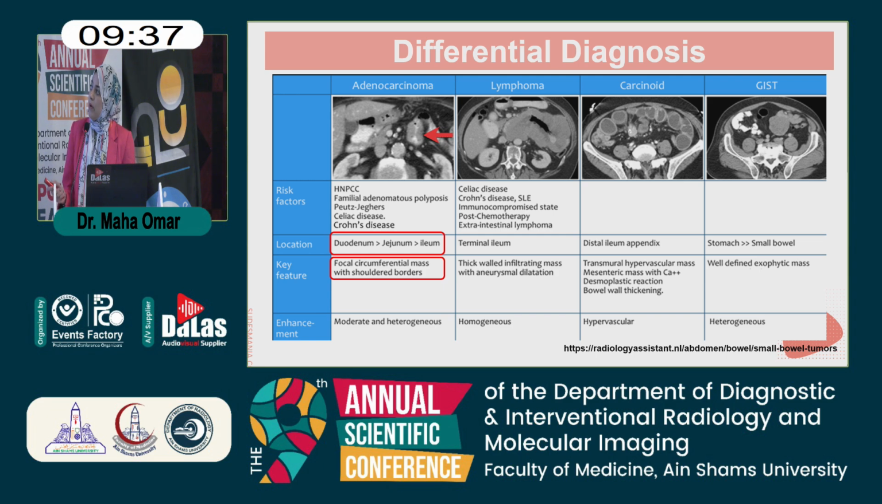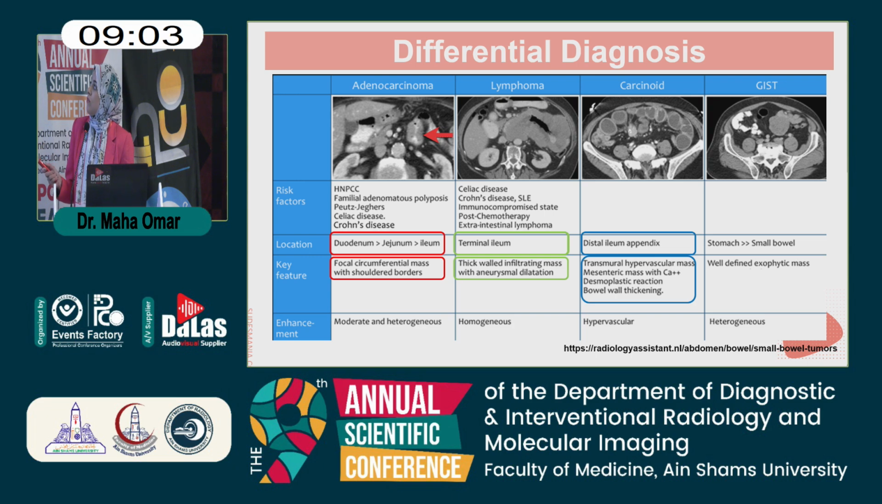As for lymphoma, the most common location is the terminal ileum, and it is presented mainly as thick wall infiltrating mass with aneurysmal dilatation of the small bowel loops. As for carcinoid tumors, the most common location is the distal ileum, followed by the appendix, and it is presented as hypervascular mass, mainly seen in the mesentery, not in the small bowel. It can be associated with bowel wall thickening and surrounding severe desmoplastic reaction.